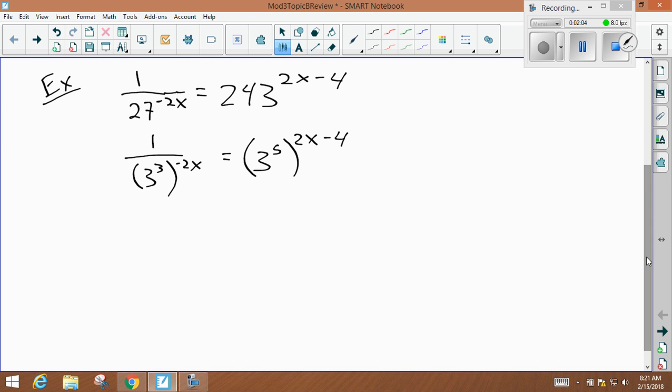All right. So I'm going to call this 1 over 3 to the negative 6x. And then I'm going to call this 3 to the, remember, I got to distribute that 5. So that's going to be 10x minus 20. Okay.